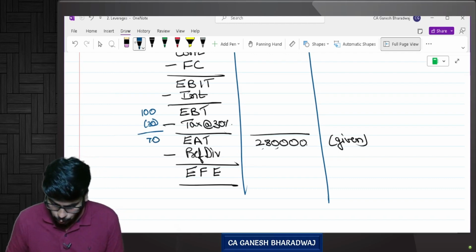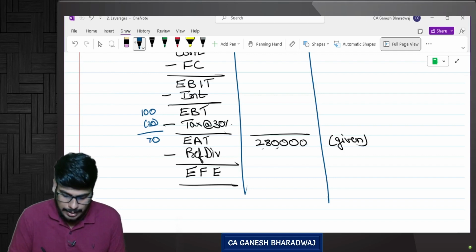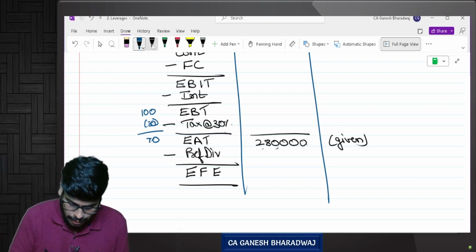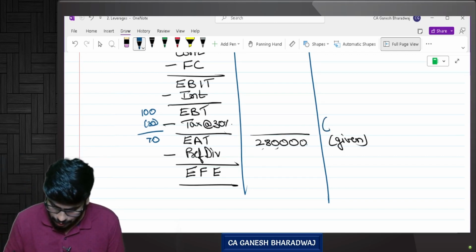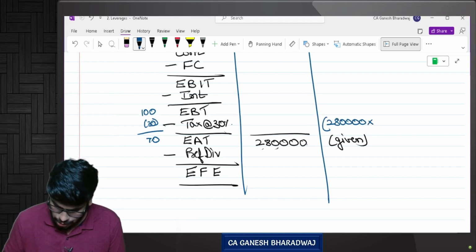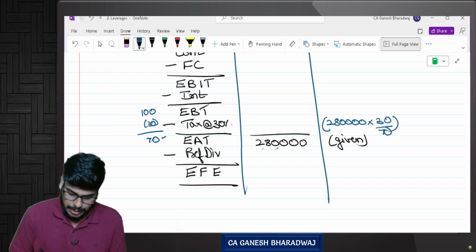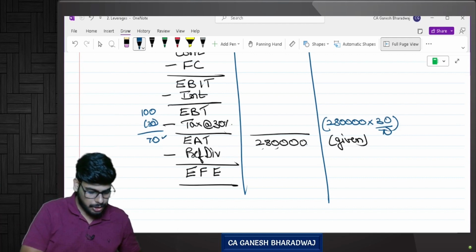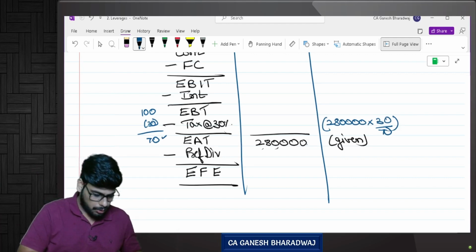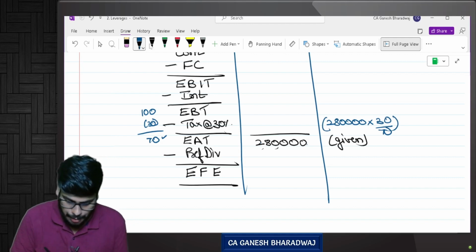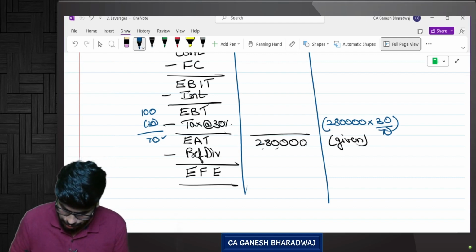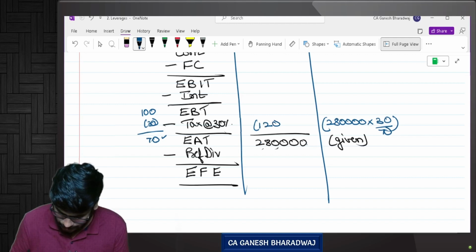So now, if 2,80,000 is 70, how much is 30? We can reverse work and calculate. So 2,80,000 into 30 upon 70. So that's going to be how much? 1,20,000. Are you clear with this? So this is going to be 1,20,000.